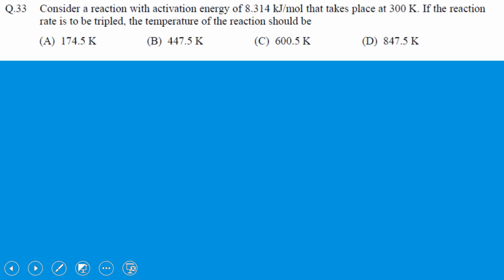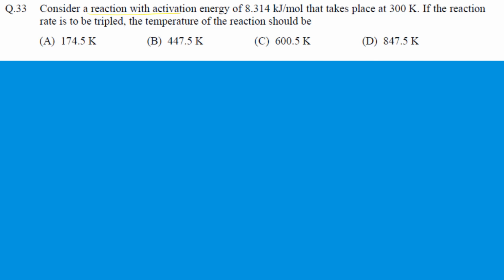Next, consider a reaction with activation energy of 8.314 kilojoule per mole that takes place at 300 Kelvin. If the reaction rate is to be triple, the temperature of the reaction should be?